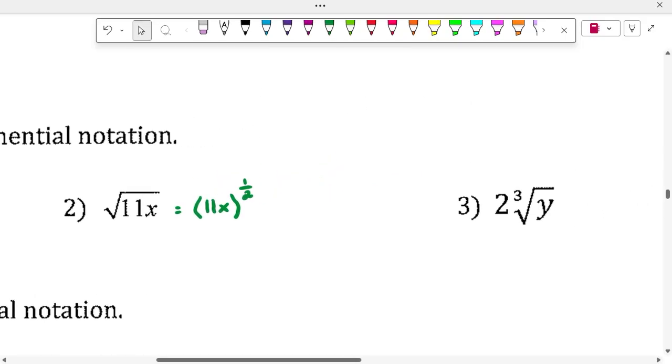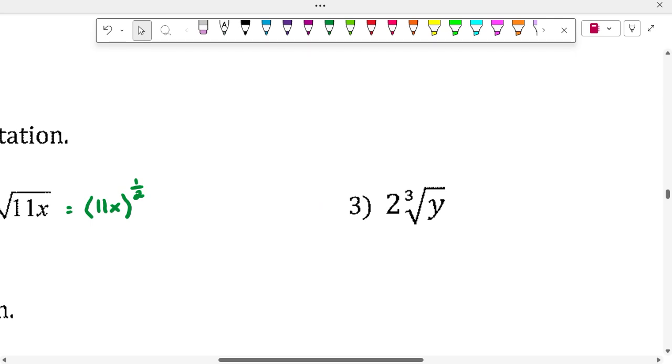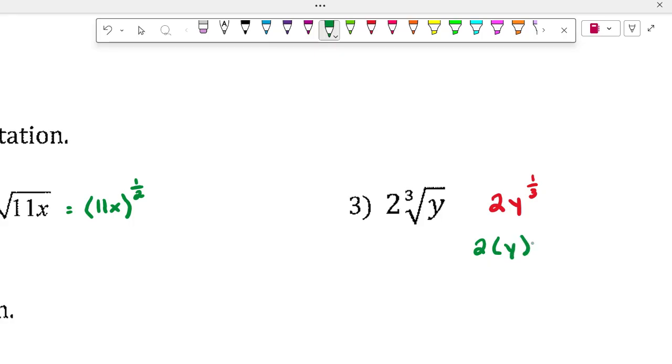So now this one, be careful. The 2 is on its lonesome, so we just got to put it over here. It's the y that's only being raised to what power? 1/3. It's a cube root. Now, if it confuses you, you can always write it as 2 times parentheses y to the 1/3, just so you know there's clear separation, but just know that these two are the exact same thing.